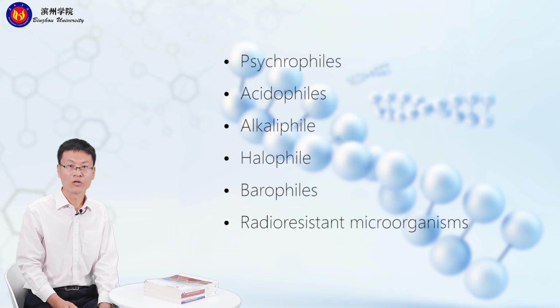The other microbes that can exist in extreme environment include psychrophils, acidophils, alkaliphils, halophils, barophils, and radio-resistant microorganisms.